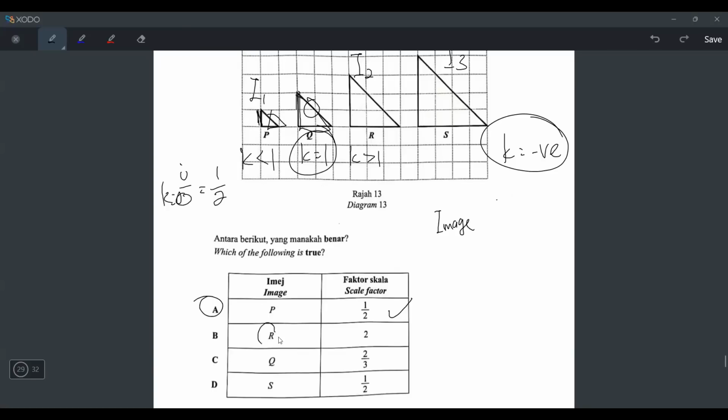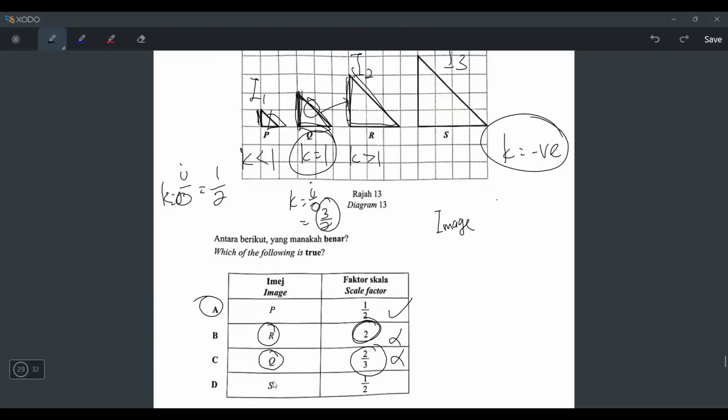What about B? The image is R, the scale factor is 2. Is that right? If R is the image and the object is Q, you can see it gets bigger, so the scale factor must be bigger than 1. But it's not 2, because the formula is I per O. The image is 3 squares but the object is only 2 squares, so the scale factor is 3/2. So this is wrong because they wrote 2. What about this one? Image Q, the scale factor is 2/3. If the object is Q and the image is also Q, as I mentioned, if the object and image are at the same position and same size, K must be 1.